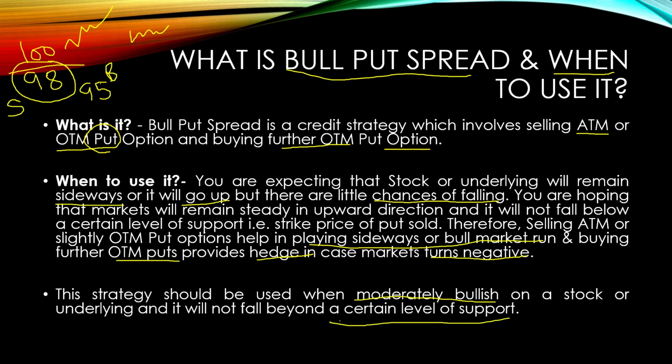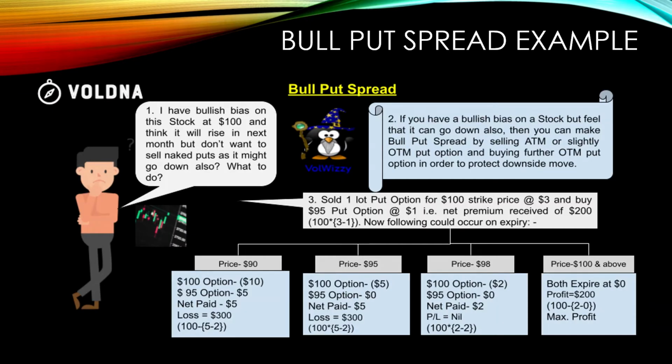So this was what is bull put strategy and when to use it. This is just a pictorial example and the prospective payoff of using this strategy. So this person is bullish on a stock which is currently trading at $100 and he thinks that it will rise in the next month, but he also doesn't want to sell a naked put option because he has fear.